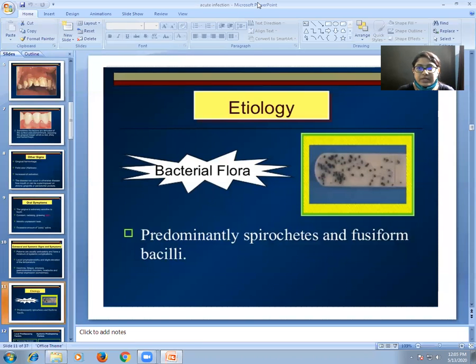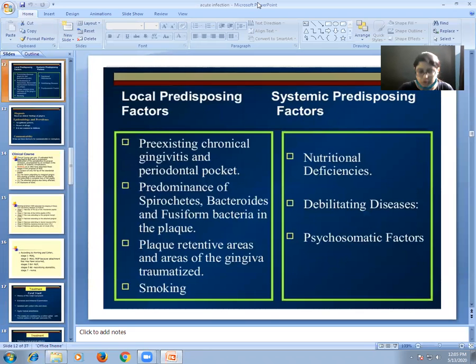So, what is the main etiology of this disease? Acute necrotizing ulcerative gingivitis is caused by bacterial infection. The main bacteria are spirochetes and fusiform bacilli. There are different local factors as well as systemic factors which result in acute necrotizing ulcerative gingivitis.